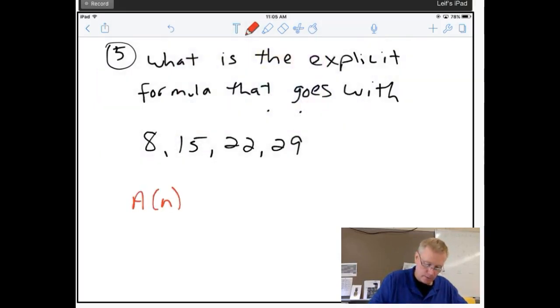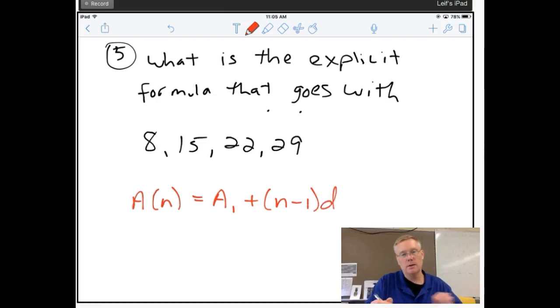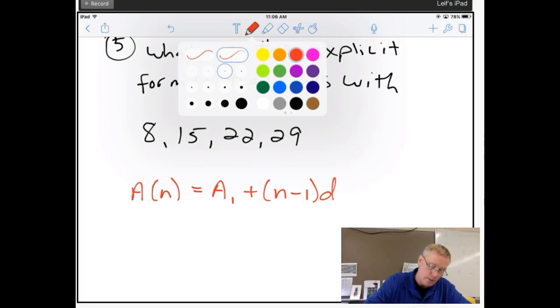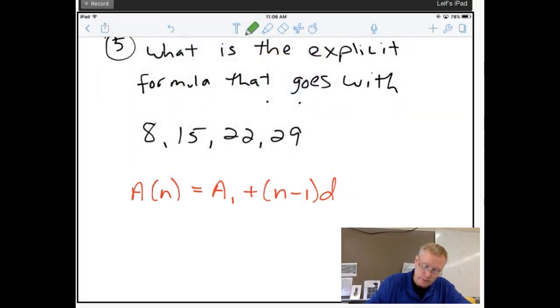It's a of n equals a of 1 plus n minus 1 times d. Okay, a of 1 is the first number in the sequence, d is the common difference, and n will be whichever number in the sequence it is. So when you're done, you should still have an n, but I should fill in the values for a of 1 and d. So a of 1 and d are the 2 values, make it a lowercase d, that I'm looking for.